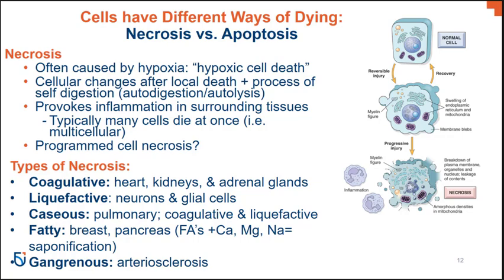Liquefactive necrosis commonly results from an ischemic injury as well, but to different parts of the body, to neurons and glial cells of the brain. Remember, neurons are nerve cells. Glial cells are supporting cells of our nervous system. So ischemia to neurons can lead to liquefactive necrosis. But another example would be a bacterial infection. We're going to be learning all about different bacteria, but staph, strep, E. coli, these types of bacterial infections can also lead to liquefactive necrosis.